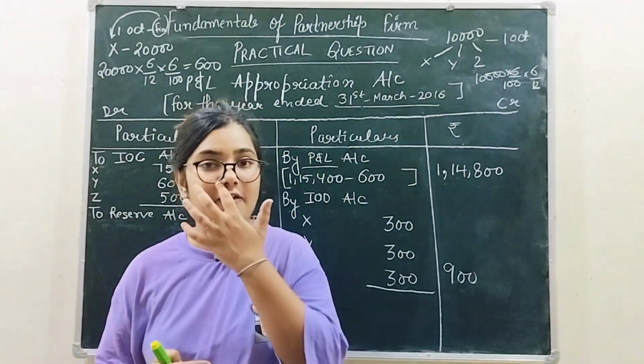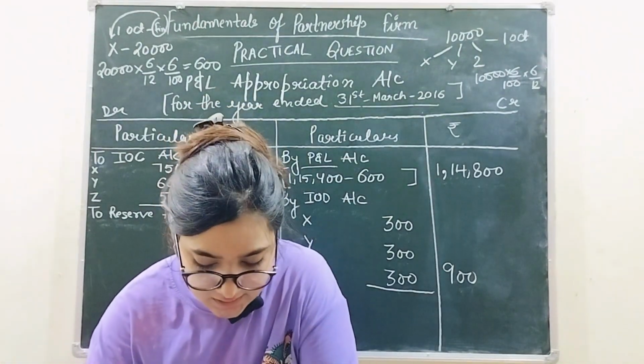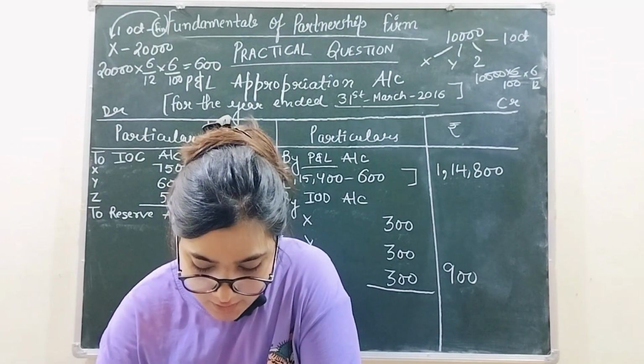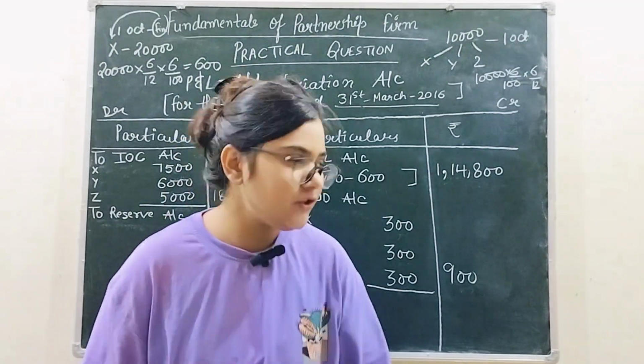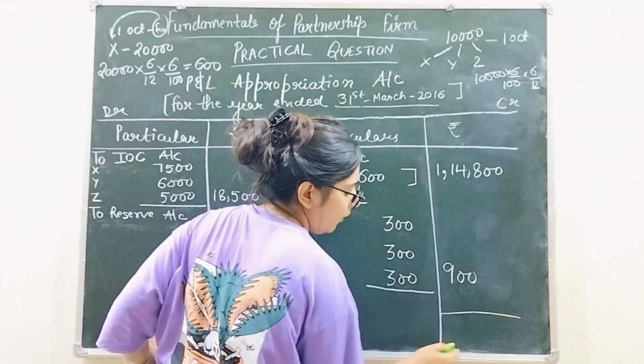Okay. Now after that we are going to check the item. हमने कुछ चीज छोड़ी तो नहीं है. IOC दे दिया, IOD दे दिया, reserve दे दिया. Right. So this is it. हमने interest on loan को भी consider कर दिया. Now simply you are going to balance your account.